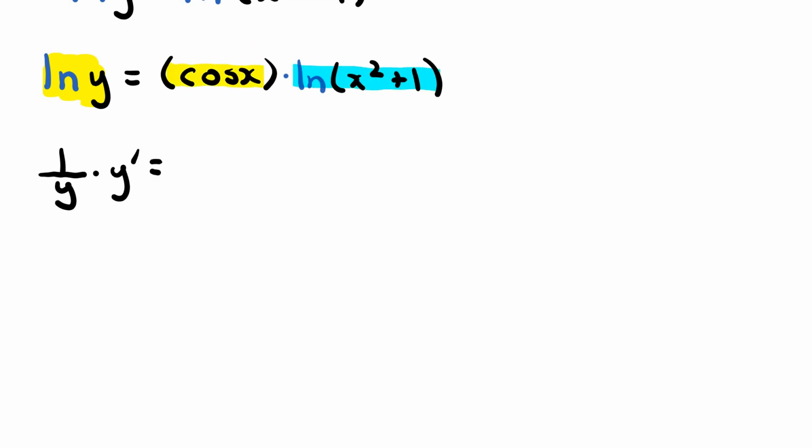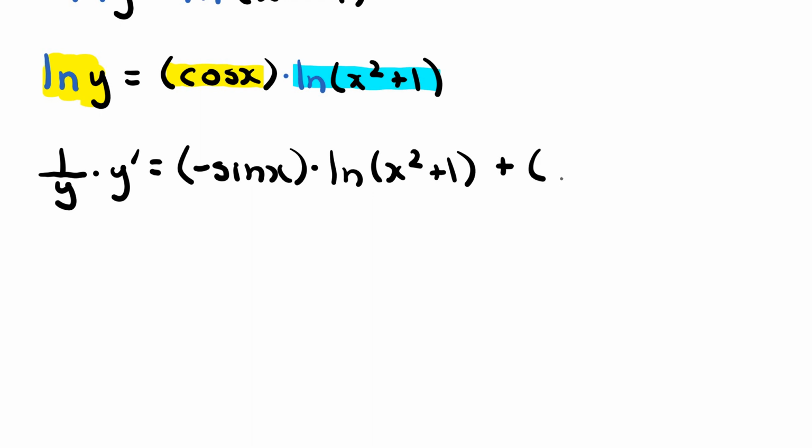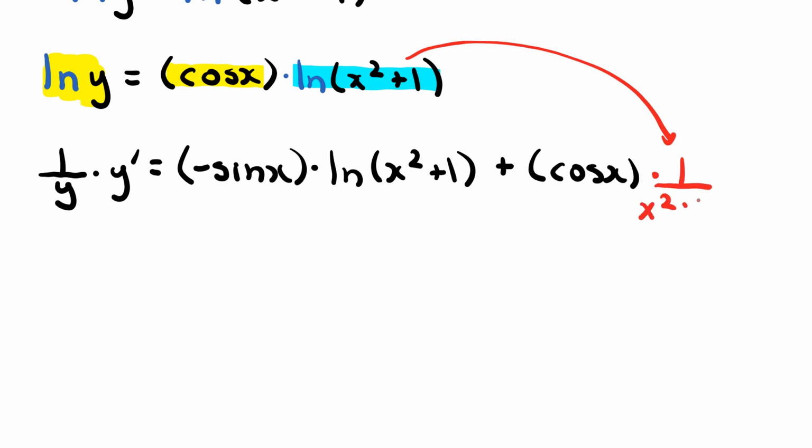apply the product rule. So the derivative of cos x is going to be negative sine x times ln of bracket x squared plus 1. And then the product rule states that you need to add the first term, which is cos x, and then you multiply it by the derivative of that second term, which is 1 over x squared plus 1. And then applying the chain rule, the derivative of x squared plus 1 is going to be 2x. All right, so there it is.